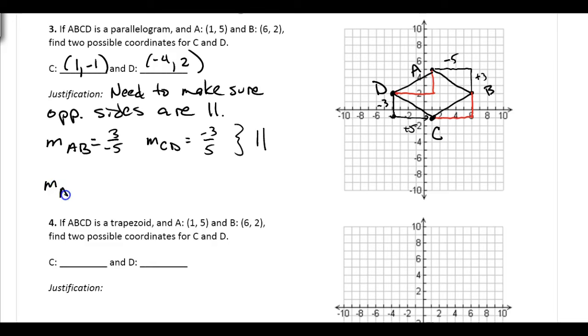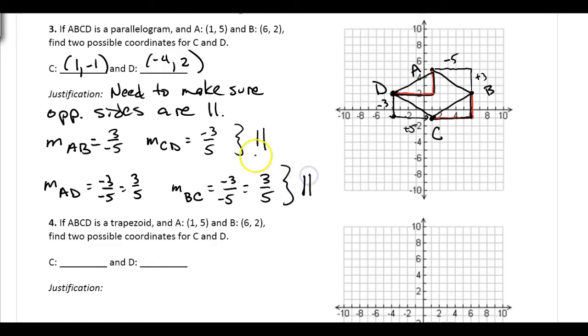So the slope of AD, that's going to be down 3 over 5. So that's -3 over -5, or 3/5. And the slope of BC, down 3, left 5. So down 3 is -3, left 5 is -5. So that's also 3/5. So these are also parallel. So since both pairs of opposite sides are parallel, we know that it is a parallelogram.